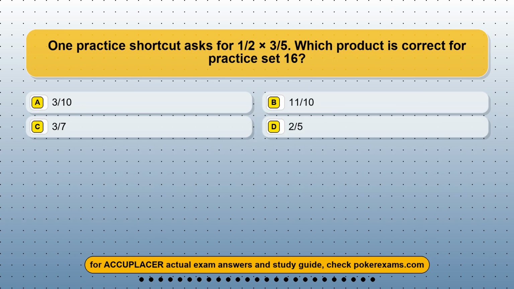Choice C gives 5/6, which adds both numerators and denominators. Question 11. One practice shortcut asks for 1/2 times 3/5. Which product is correct for practice set 16? Option A, 3/10. Option B, 11/10. Option C, 3/7. Option D, 2/5.